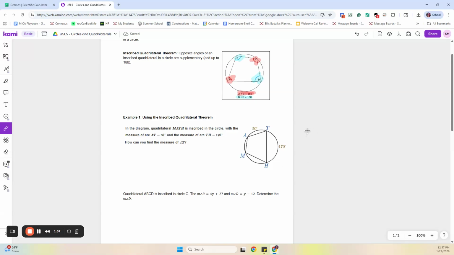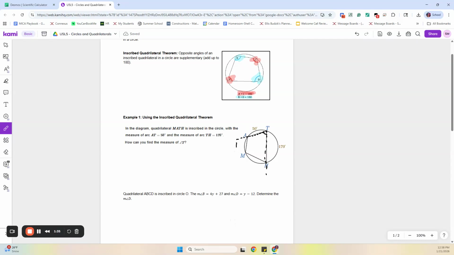First one says, in the diagram, quadrilateral MATH is inscribed in the circle with the measure of arc AT 50 degrees and the measure of arc TH is 170 degrees. How can you find the measure of angle T? So angle T is talking about this angle over here. Now we're talking about arc, so we're probably going to be talking about an arc in relation to this. So let's see what arc it opens up to. It opens up here and it opens up over here.